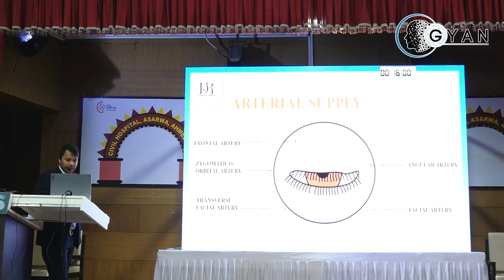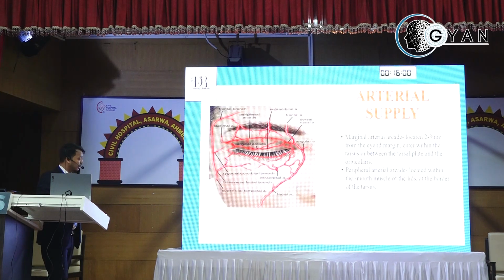Then the arterial supply of the upper eyelid is from the frontal artery, the marginal arcade, and the peripheral arcade. The marginal arcade you can locate in the superior eyelid margin, between the tarsal plate and the orbicularis. So this is your marginal arcade. Again, the collateral branches of the zygomatic orbital branch, the transverse facial branch and the superficial temporal artery also give blood supply to the upper eyelid. The peripheral arcade is located within the smooth muscle of the lid and the border of the tarsus.